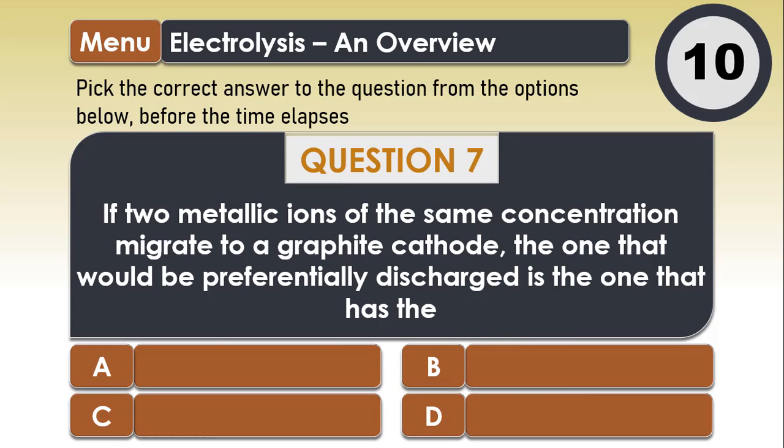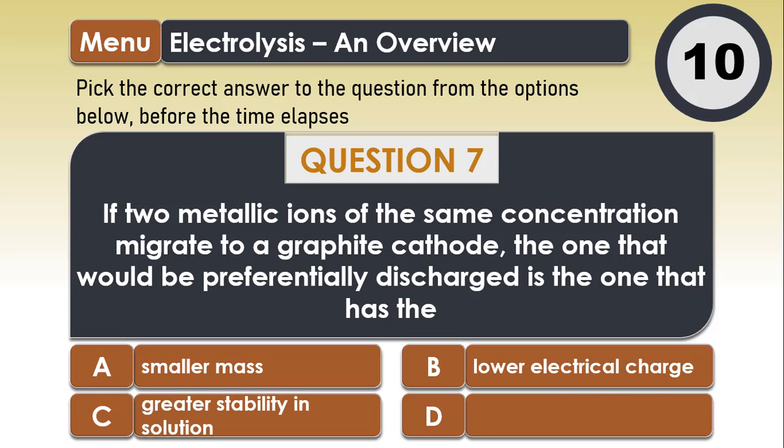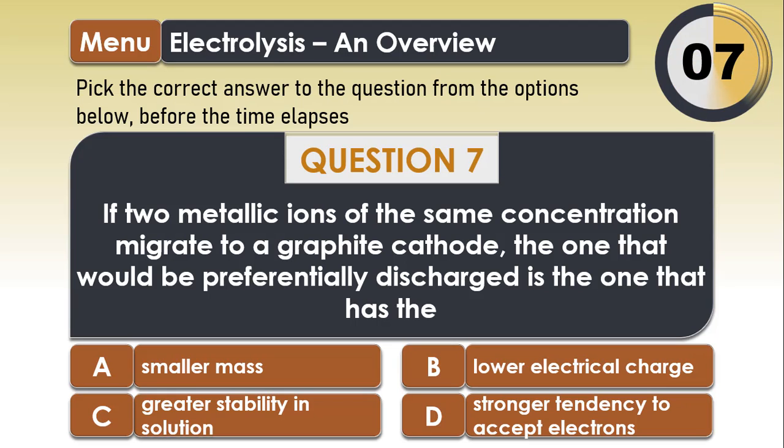Question 7. If 2 metallic ions of the same concentration migrate to a graphite cathode, the one that would be preferentially discharged is the one that has the A. Smaller mass, B. Lower electrical charge, C. Greater stability in solution, and D. Stronger tendency to accept electrons.